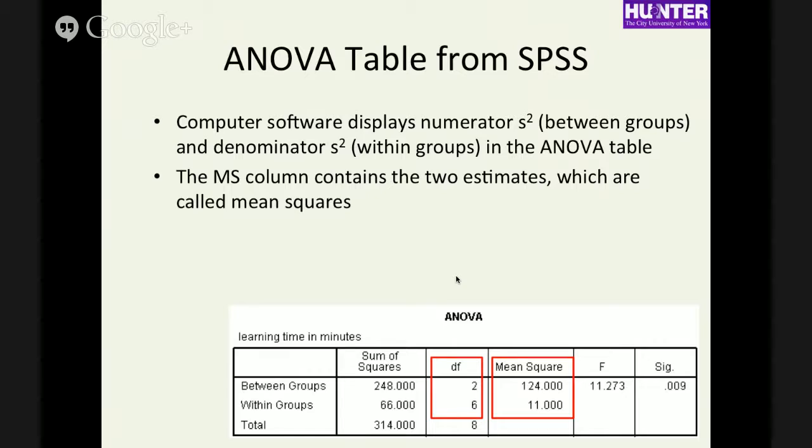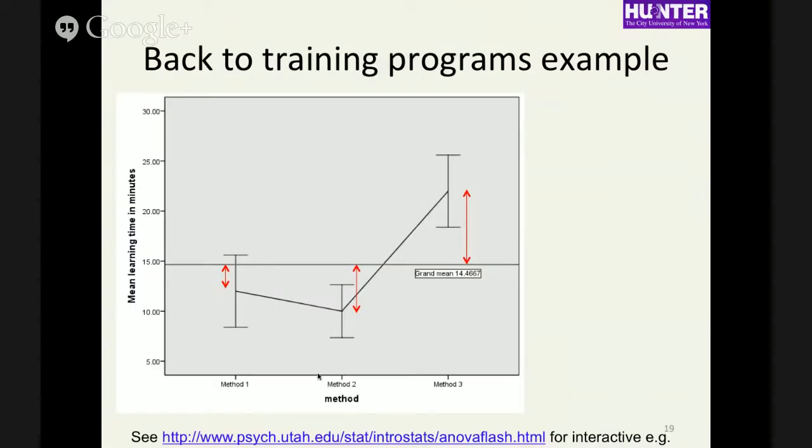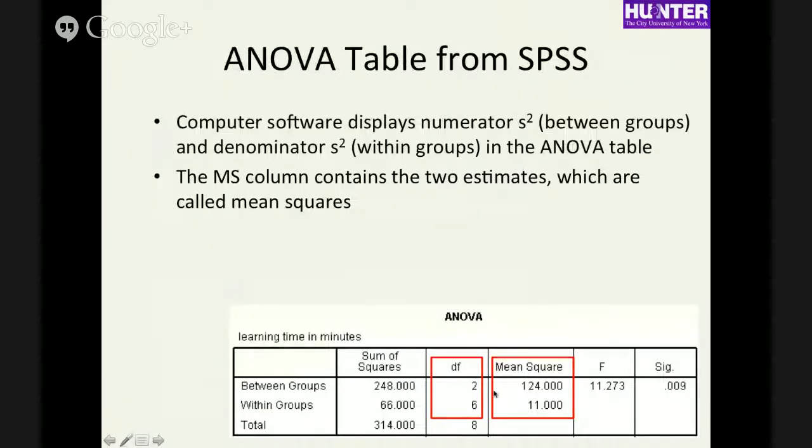Here's what you get if you actually plug it into SPSS. It's going to give you this ANOVA table. This ANOVA table says there's between groups sum of squares, which is going to be the differences of the mean of each group from the grand mean. So it'll be these red distances squared and added up. The degrees of freedom for the numerator, remember, is just the number of groups minus 1. So we had 3 different groups, so degrees of freedom is 2.